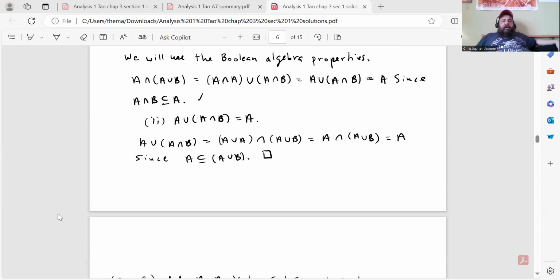A union (A intersect B) equals, by the distributive law, (A union A) intersect (A union B). A union A is of course A. So that set is the same thing as A intersect (A union B), which is A, since A is a subset of A union B. And that's the proof.